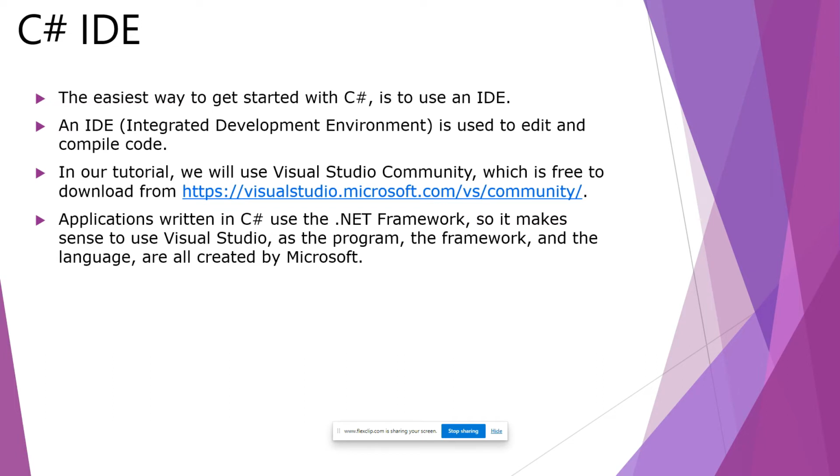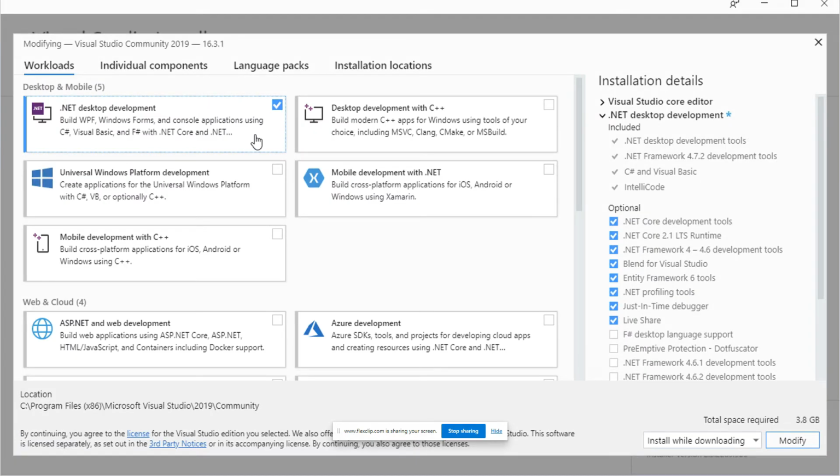Applications written in C# use the .NET Framework, so it makes sense to use Visual Studio, as the program, the framework, and the language are all created by Microsoft. Once the Visual Studio installer is downloaded and installed, choose the .NET workload and what you need, and click on the Modify Install button.